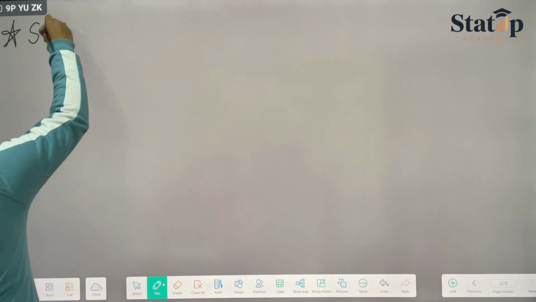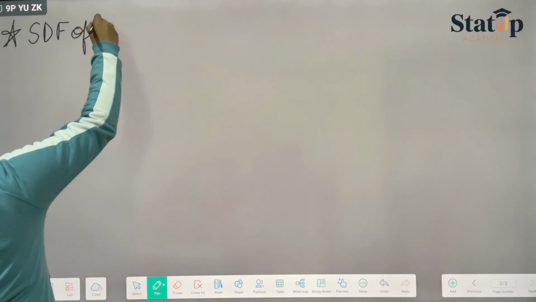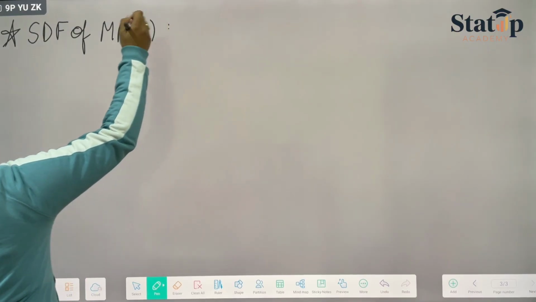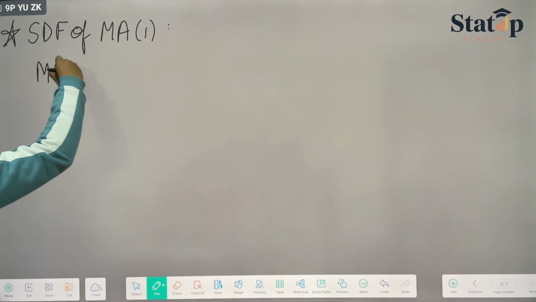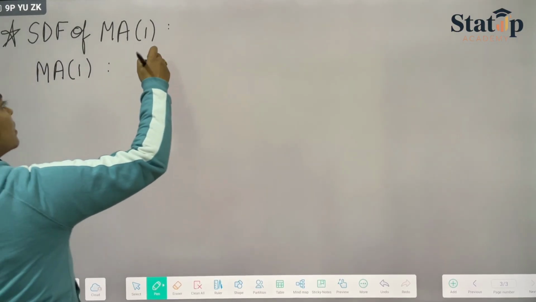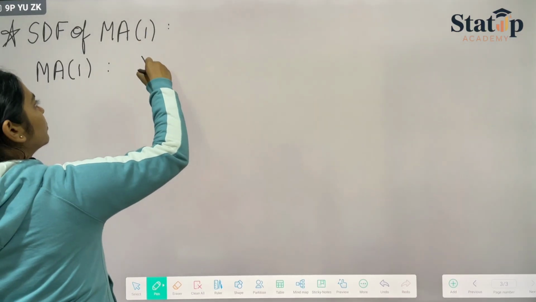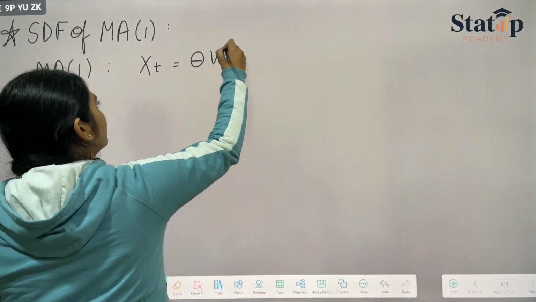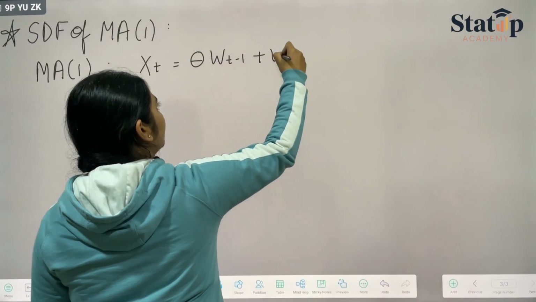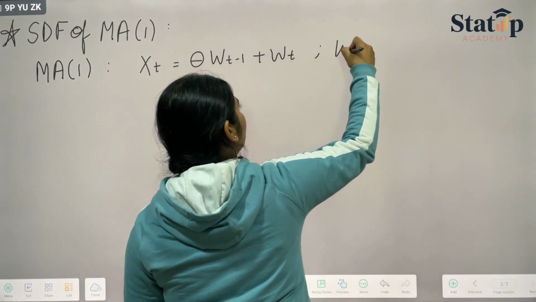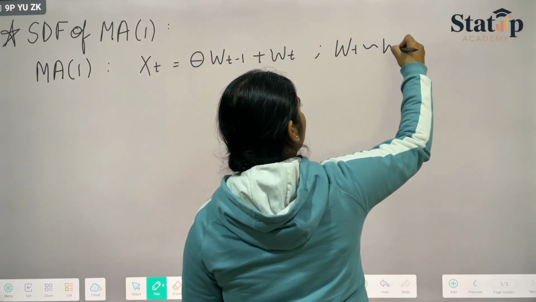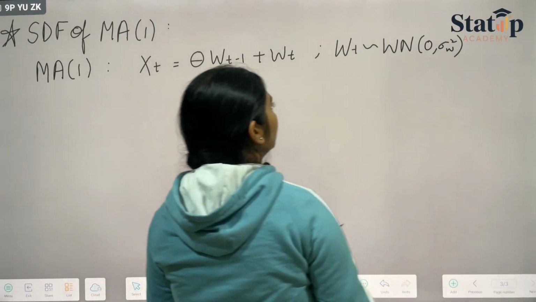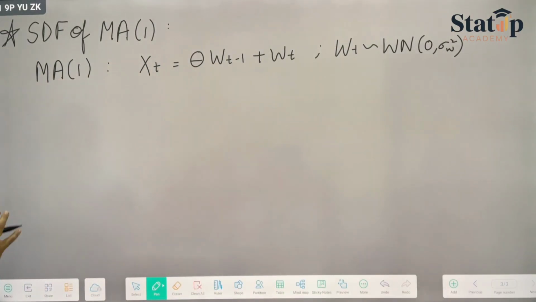Spectral density function of the moving average model of order 1. Now we know that the moving average model of order 1 can be written as x_t equals theta w_{t-1} plus w_t, where w_t are white noise with mean 0 and variance sigma_w square. Okay, so this is our model.